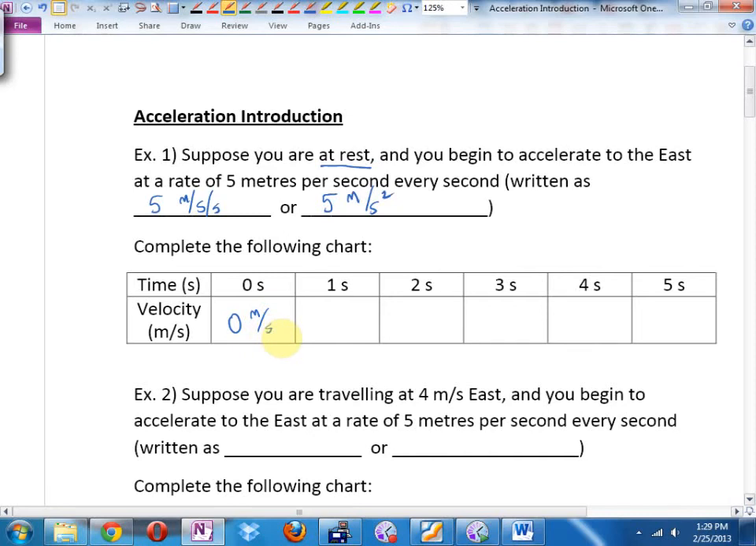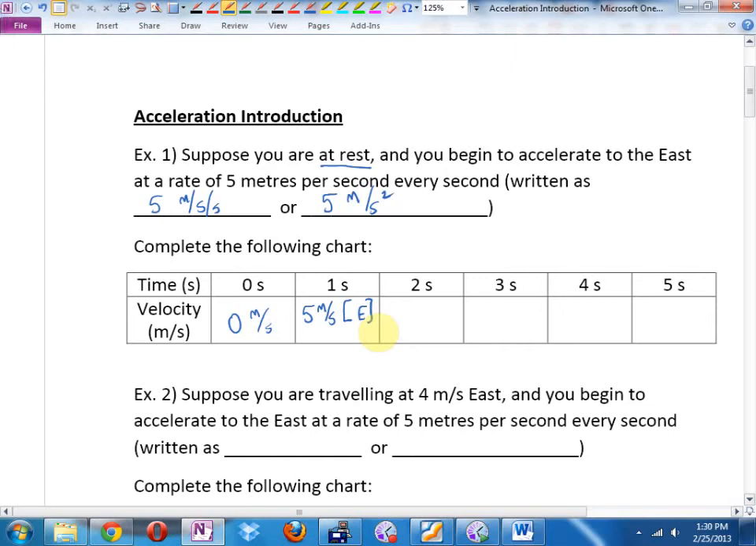Now you start to speed up. And you speed up at a rate of 5 meters per second every second. At 5 meters per second per second. At 5 meters per second squared, which is the easiest one to say. So after 1 second, how fast am I traveling? 5 meters per second. Direction. Which direction is my acceleration? East. I wrote that in the original paragraph.